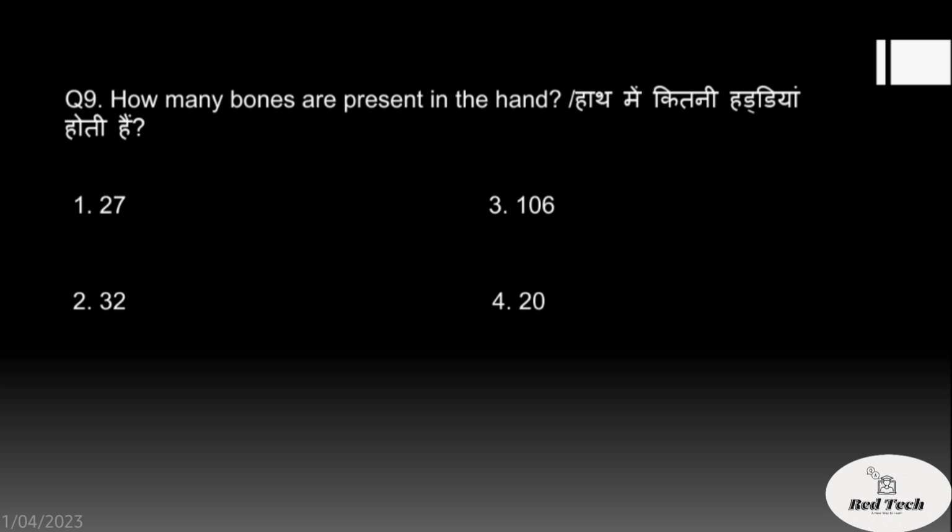Question number 9. How many bones are present in the hand? The options are 27, 32, 106 or 20. As you know, the hand consists of 27 bones, which includes all phalanges, carpals and metacarpals also. So the right answer is option number 1, 27 bones are present in the hand.